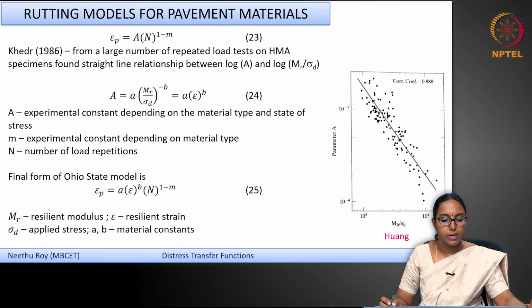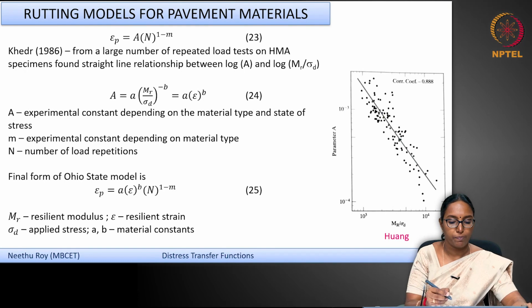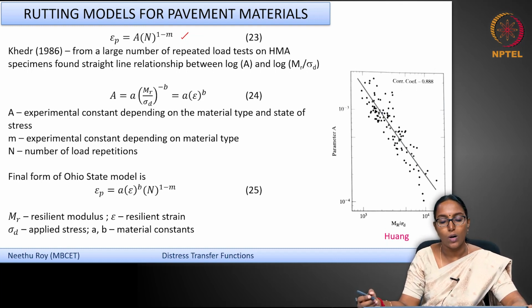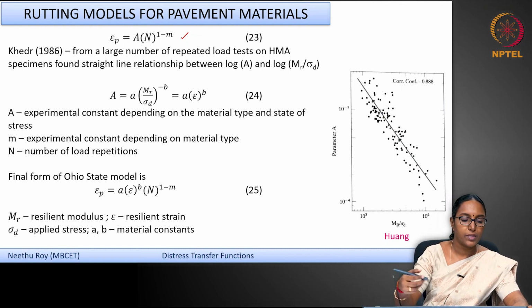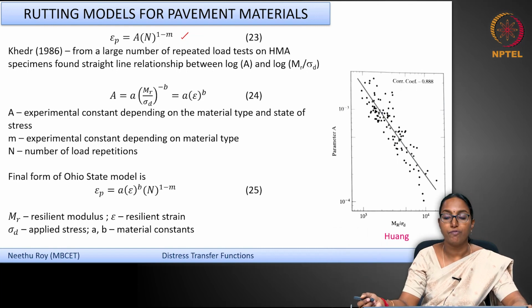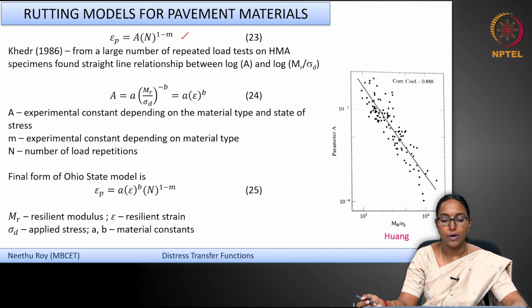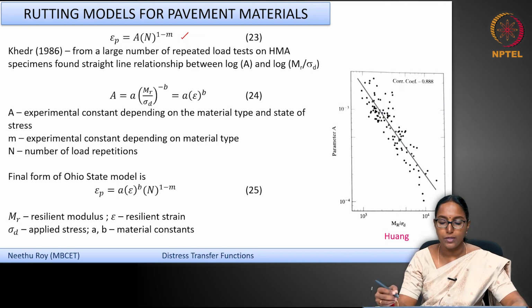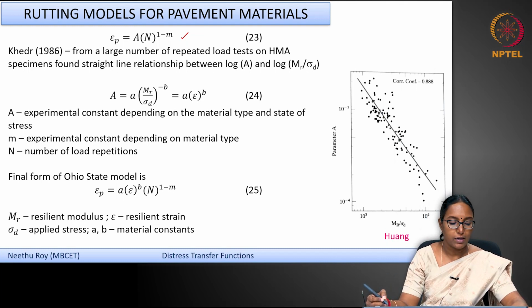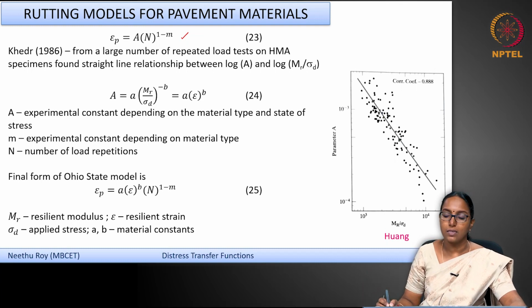Now, if you have to write this relation in terms of epsilon P, that becomes epsilon P is equal to A n raised to 1 minus m. Now, many other studies have been conducted to see how these constants A and m vary. So, Kaiser has conducted a large number of repeated load tests on HMA specimens, and they tried to find out the parameter A, with the modulus of the material or the elastic strain of the material.